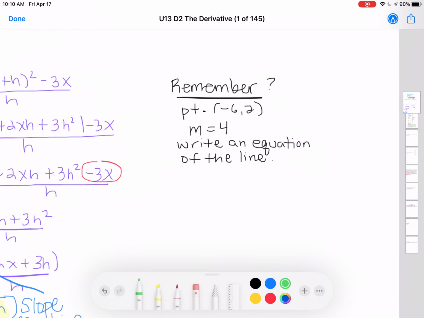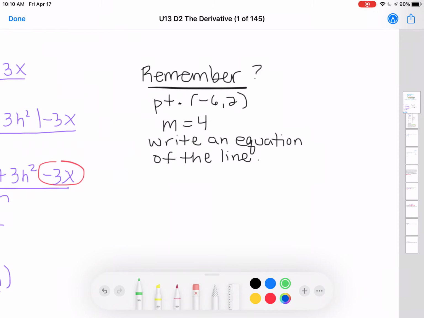So remember, what if I give you a point and I give you a slope, and I want you to write the equation of a line? There were two ways to do it. We could go old school from geometry and do y equals mx plus b, or we could use our point slope formula, which, since I have a point and the slope, would be the best way to do it. This will come up later today.